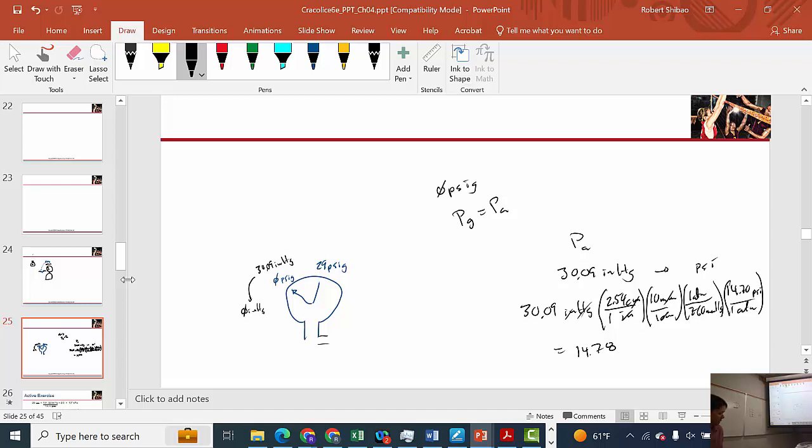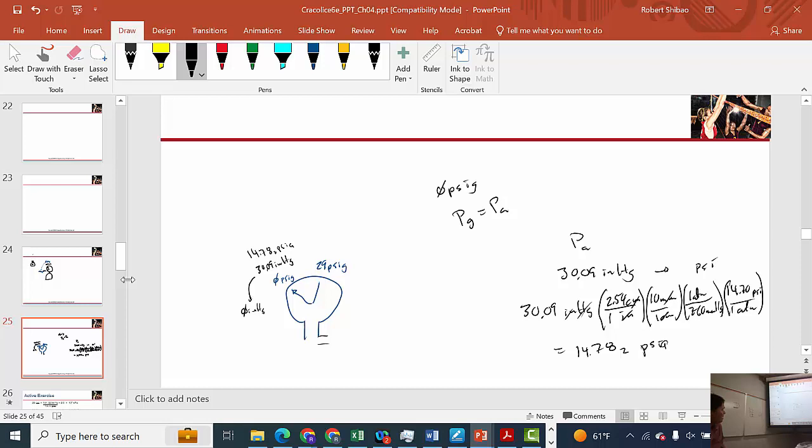4. And so I'm going to carry 1 extra digit to lower what's called rounding error. And so this is psi. Is this psia or psig? This is psia. And so at 0 psig, I have 14.782 psia.